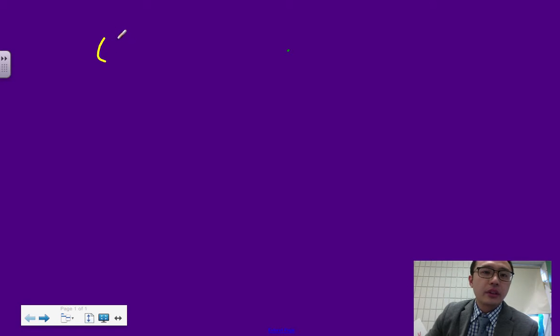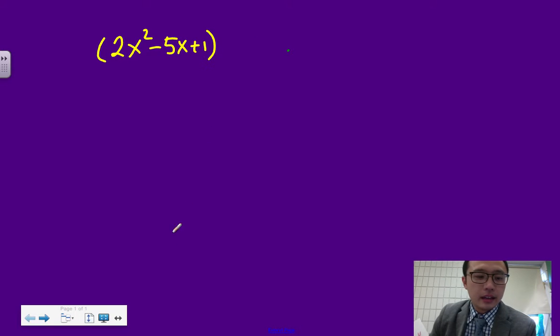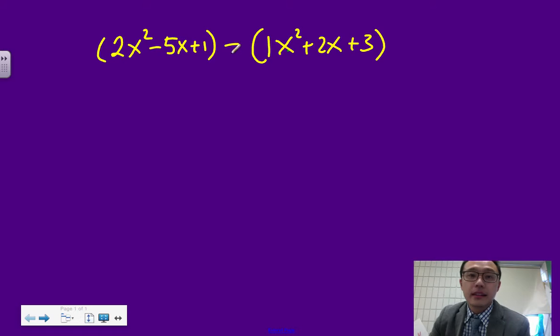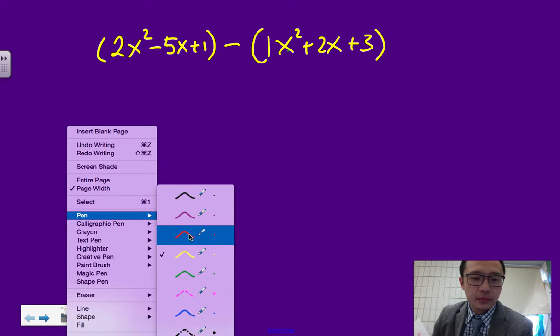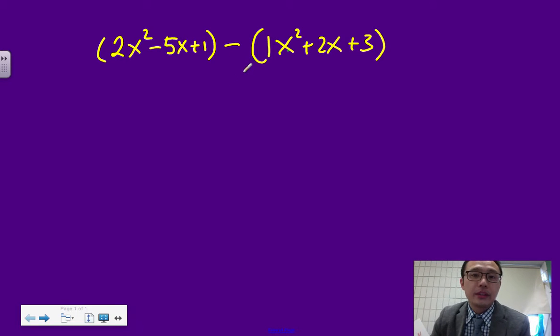So if we start off with a bracket, so let's say 2x squared minus 5x plus 1, and then we're going to subtract, and then 1x squared plus 2x plus 3. Let's try that. Okay, you notice that we have two brackets and a negative sign. So how do I get rid of this? I know you're probably getting a little bit tired of this.